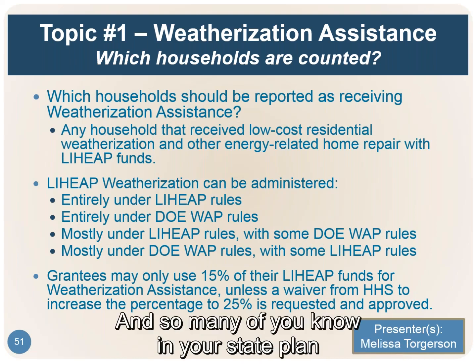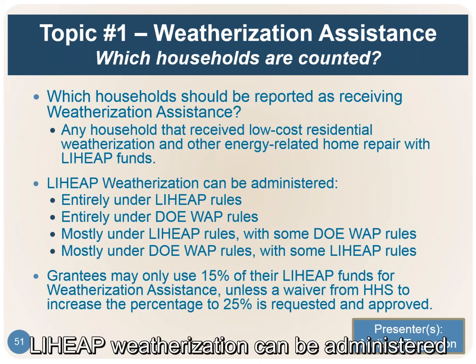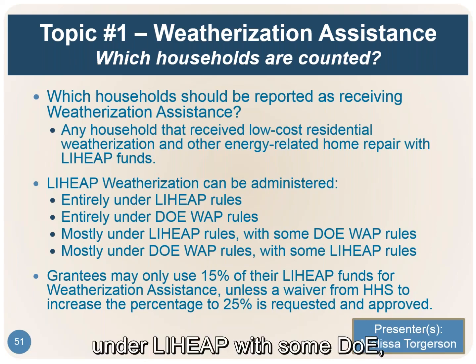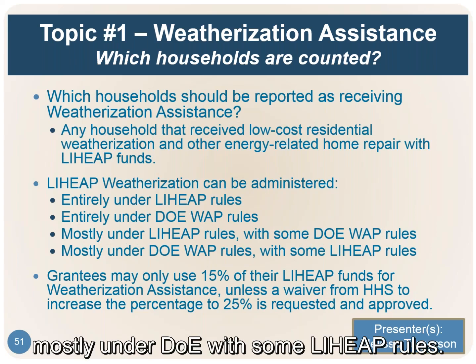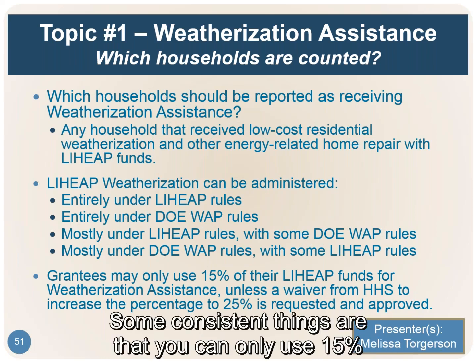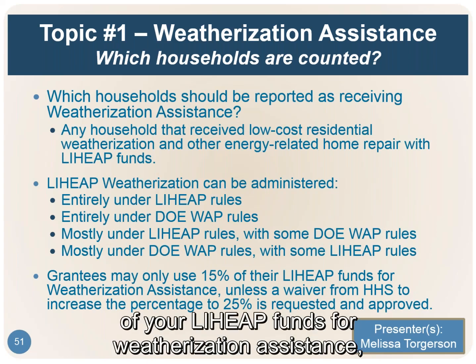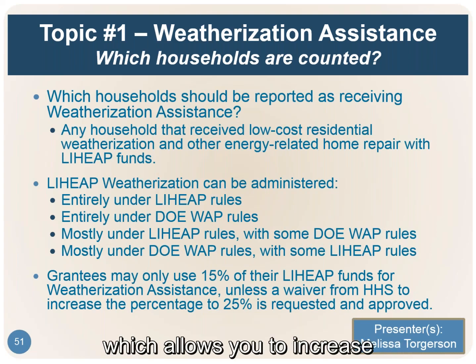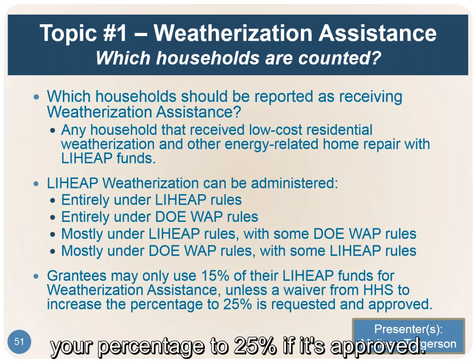And so many of you know in your state plan, LIHEAP weatherization can be administered in several different ways under LIHEAP rules, under DOE LAP, under LIHEAP with some DOE, mostly under DOE with some LIHEAP rules. But some consistent things are that you can only use 15% of your LIHEAP funds for weatherization assistance unless you have a waiver from HHS, which allows you to increase your percentage up to 25% if it's approved.